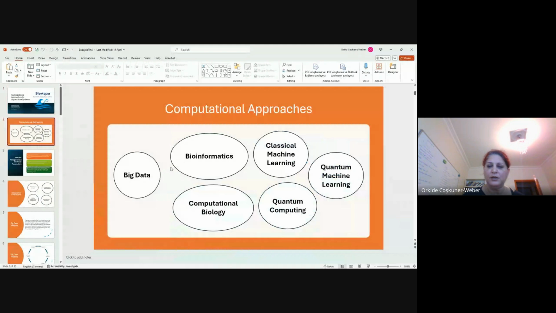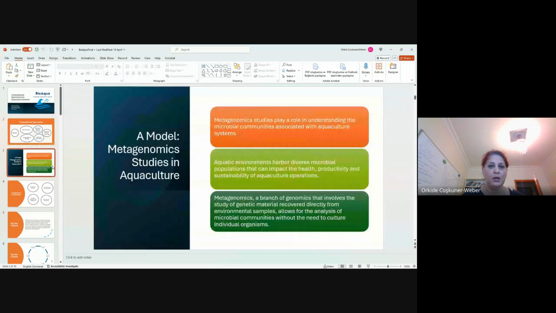There are many various computational approaches that can be categorized as big data analysis, computational biology, bioinformatics, classical machine learning, quantum computing, and quantum machine learning. In this class, I will be relating these computational approaches to metagenomic studies in aquaculture systems.